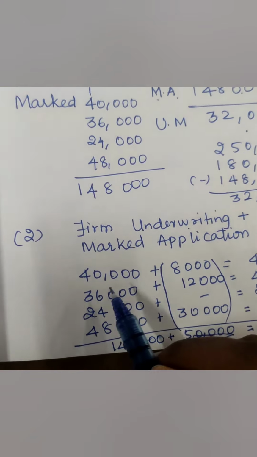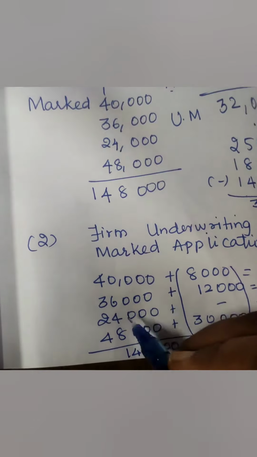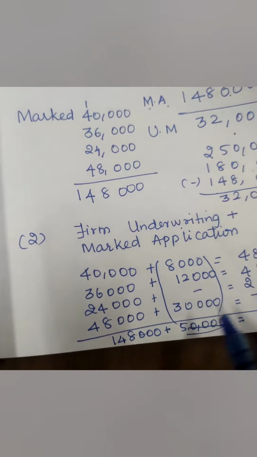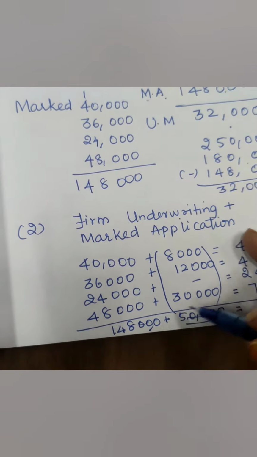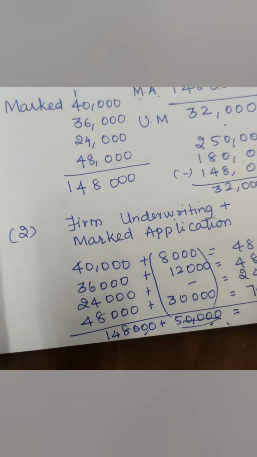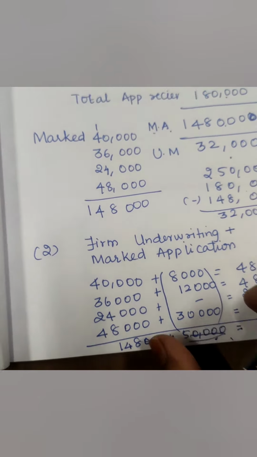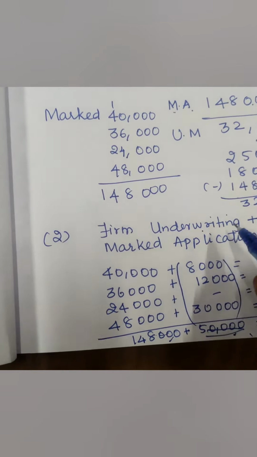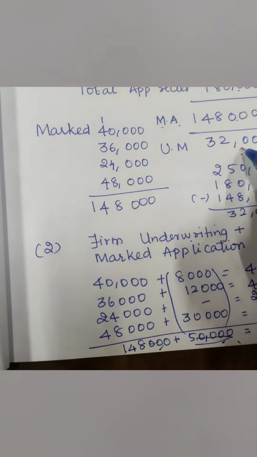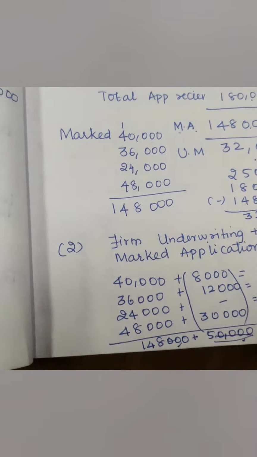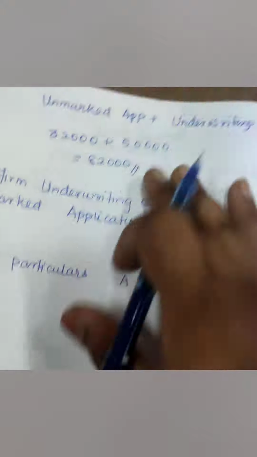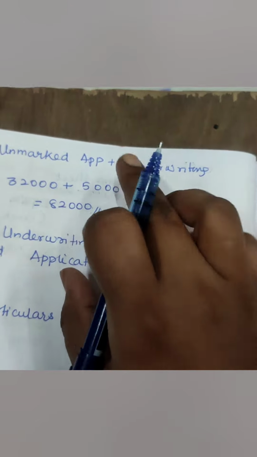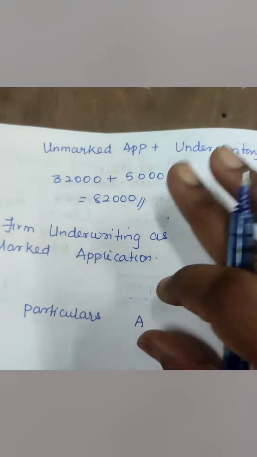Now we need to add it up with the marked application for A, B, C, D. When we add them, this is the marked application with underwriting; in total we are getting 1,98,000. Similarly, we need to calculate firm underwriting plus unmarked application. We know the unmarked application is 32,000, and firm underwriting is 50,000. That also we need to add, which is 32,000 plus 50,000, that is 82,000. See, these are some of the workings.